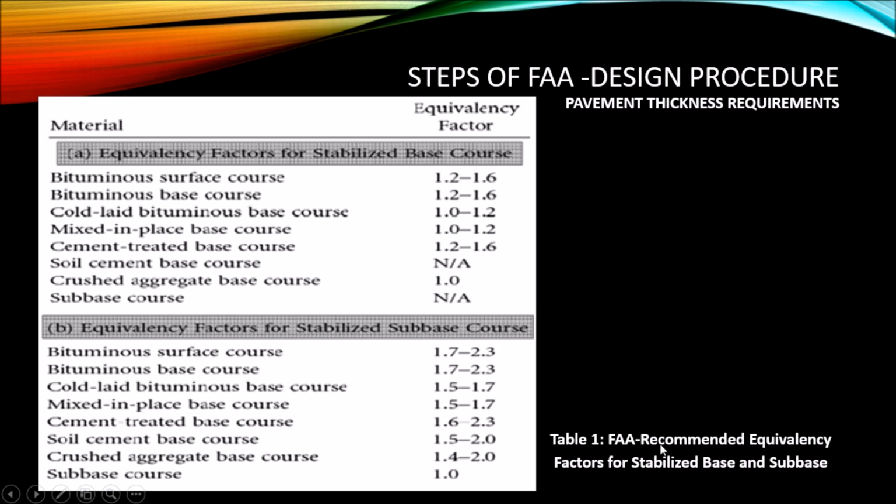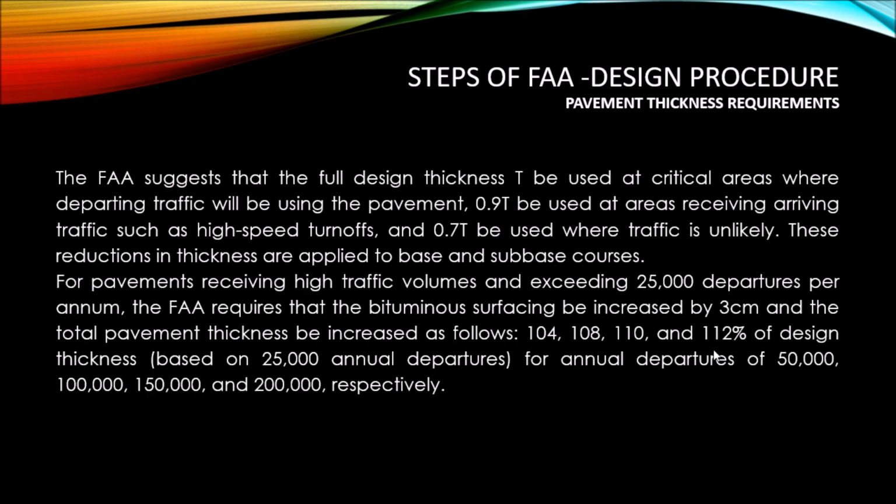So here, this is the FAA recommended equivalency factor for stabilized base and sub-base. The FAA suggests that the full design thickness T be used at critical areas where departing traffic will be using the pavement, 0.9 T be used at critical areas receiving arriving traffic such as high speed turnouts, and 0.7 T be used where traffic is unlikely. These reductions in thickness are applied to base and sub-base courses.